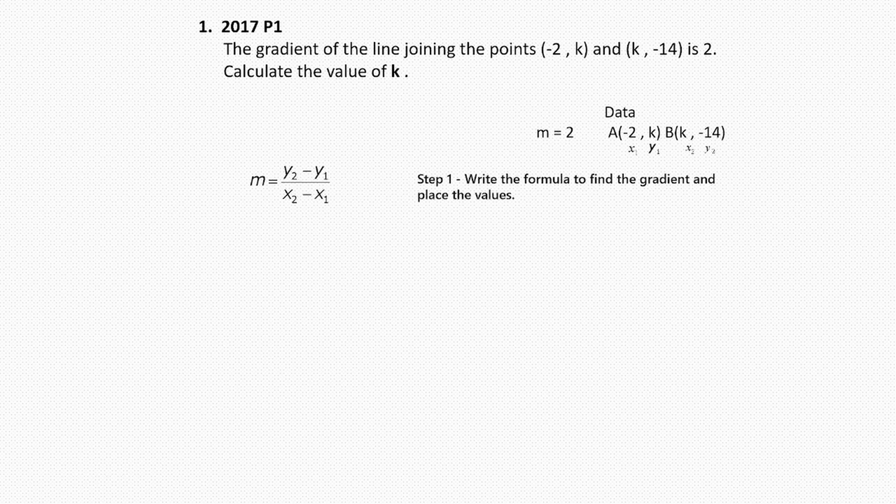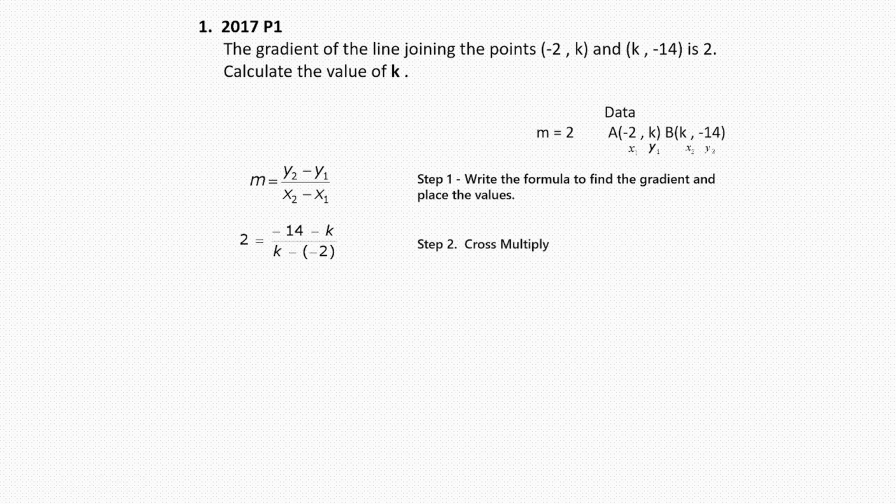So the first step is to write the formula to find the gradient and then place the values. So remember, the formula to find the gradient is m is equals to y2 minus y1 over x2 minus x1. So let's substitute the values there. So where there's m, we put 2, and then where there's y2, we put -14, minus where there's y1, we put k, then where there's x2 at the bottom here, we put k, minus where there's x1, we put -2.